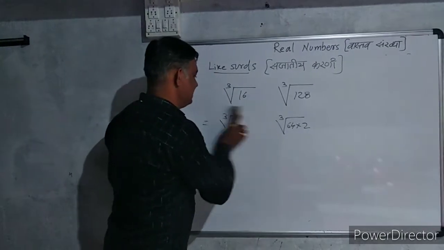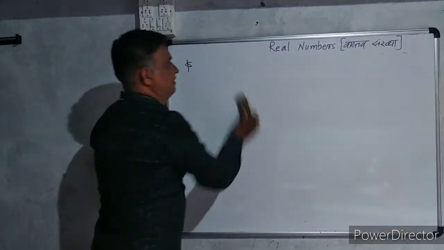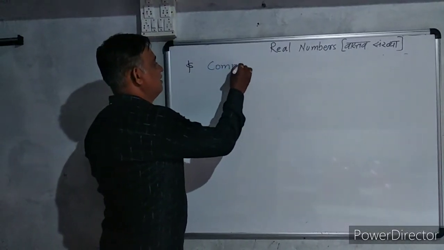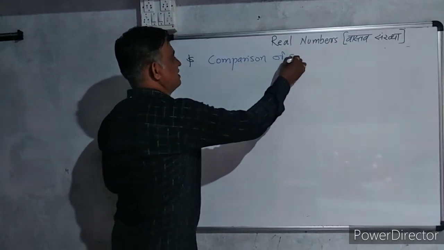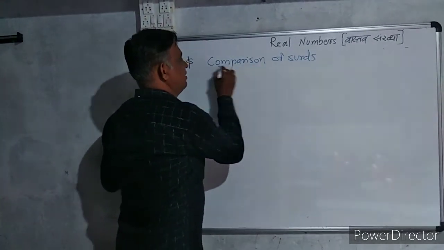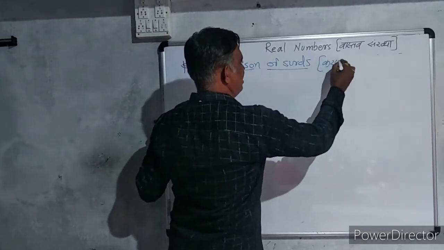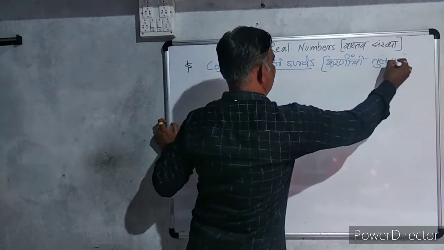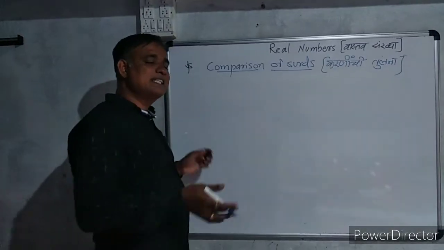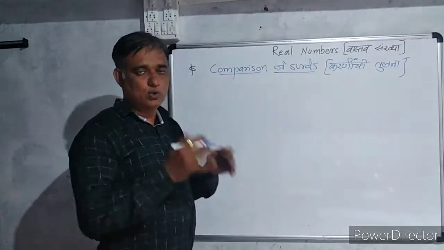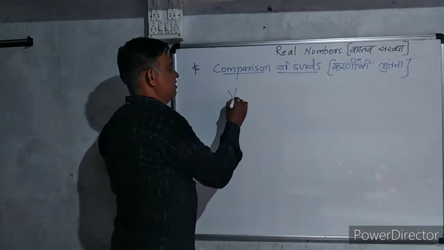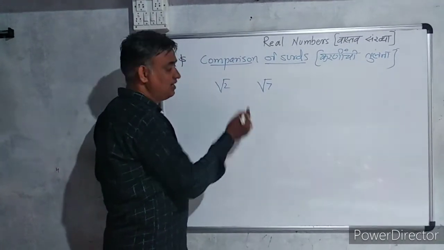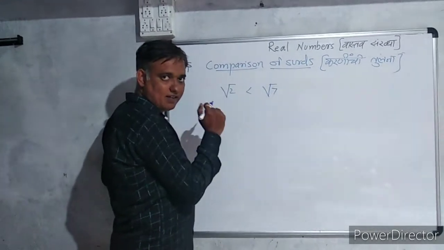Now the last point of today's lecture, that is comparison of surds. करणींची तुलना. How can we say which surd is greater and which is smaller? We have to compare them. Suppose radicand 2 and radicand 7. It is very easy. Which is greater, which is smaller? We know that radicand 7 is the greater one.